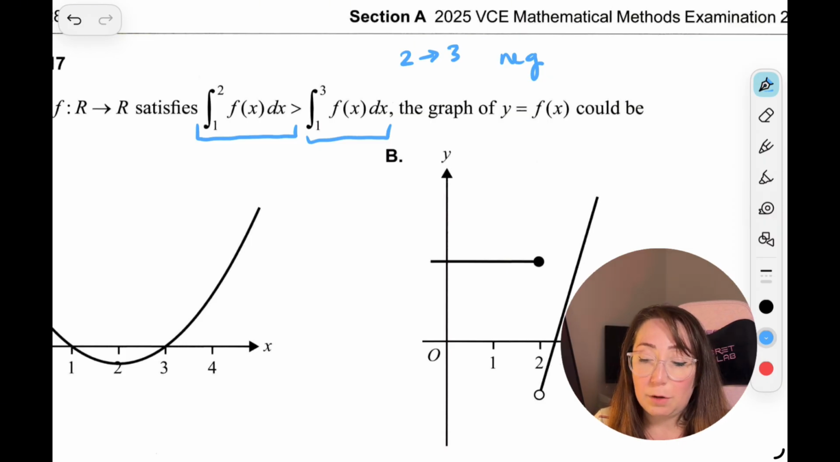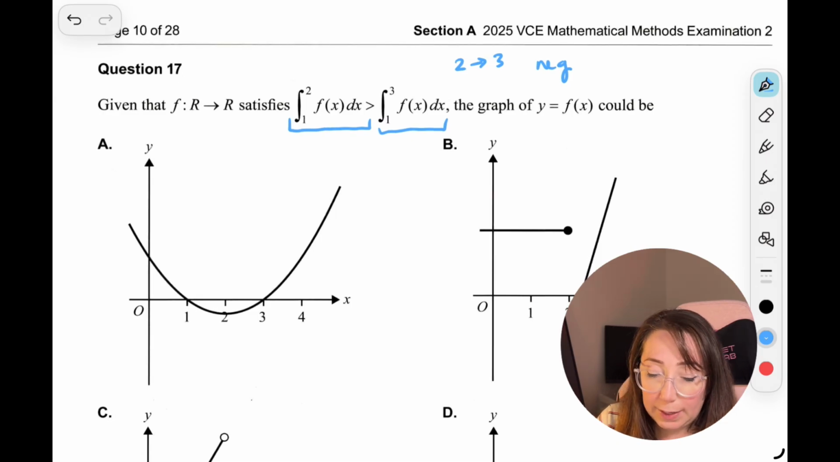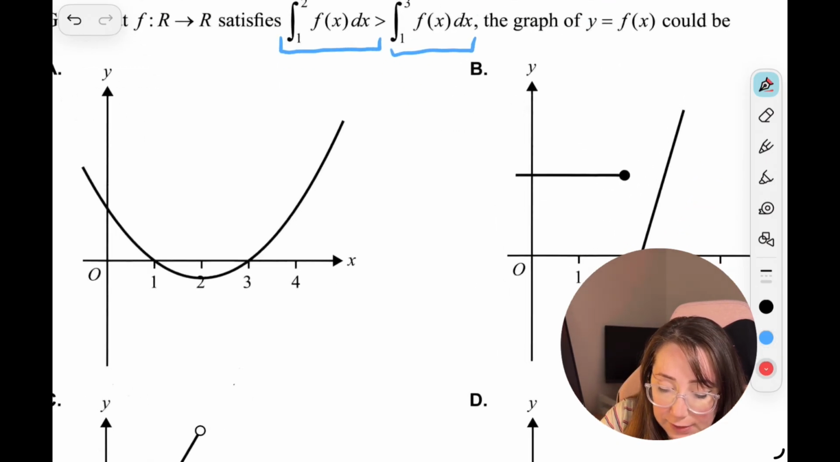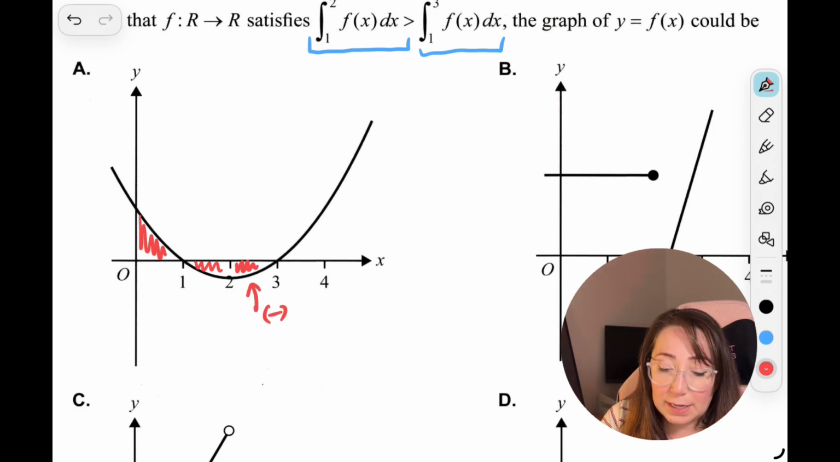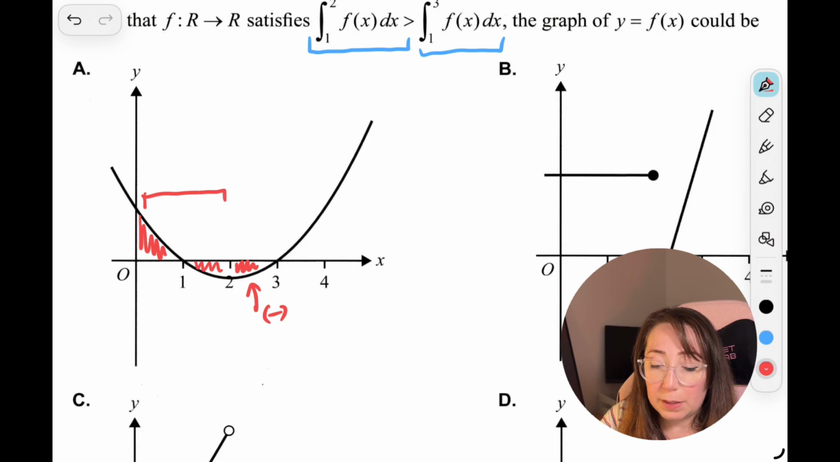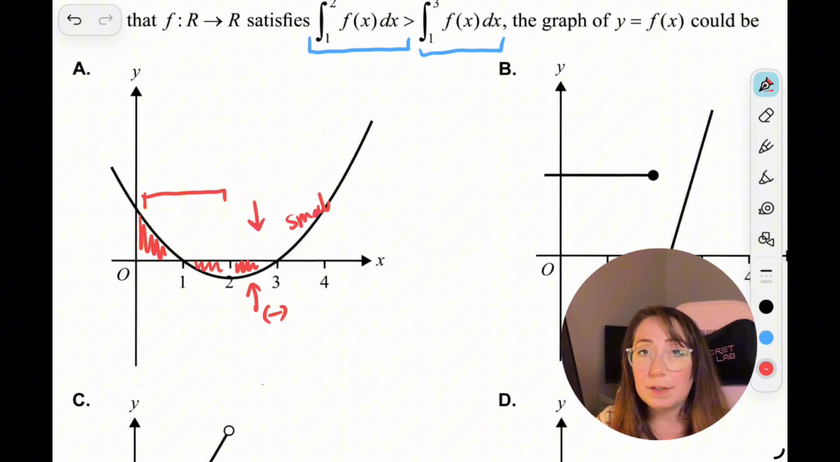area underneath the curve. Okay, so let's just kind of compare what all of them look like. So for A, I've got this large section minus a small section. So there's a positive area. And then if I add on this, that's even more negative area. So what that means is that whatever area I had initially found here, it's going to be smaller because the area between 2 and 3 is negative, it's taken away.